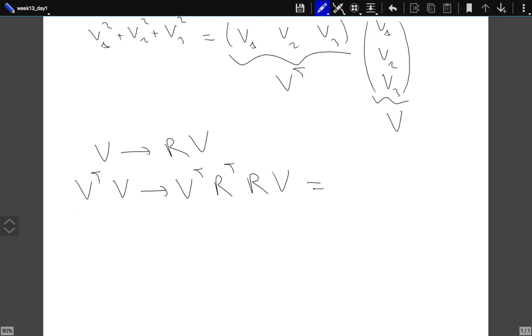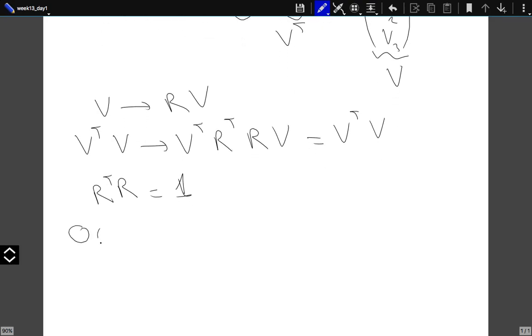So if this is to be invariant, what we need is R transpose R should be equal to the identity matrix. So we can also say that O(N) is all 3 by 3 matrices such that R transpose R is equal to the identity matrix. Now this is not the group of rotations. This is a bit larger than the group of rotations.